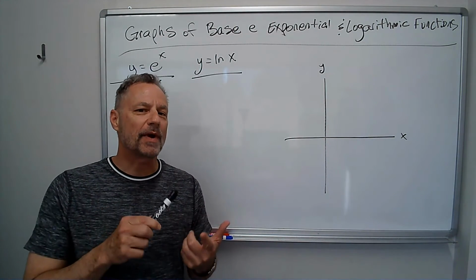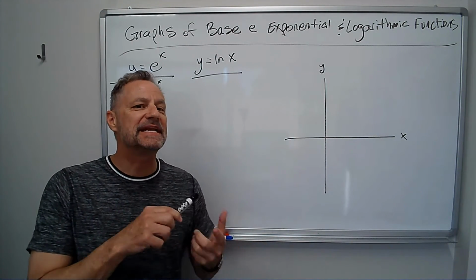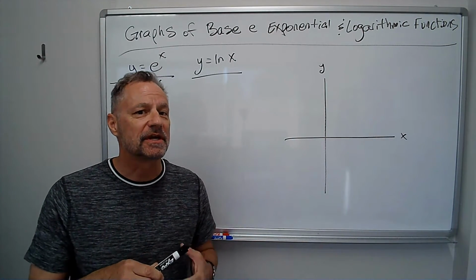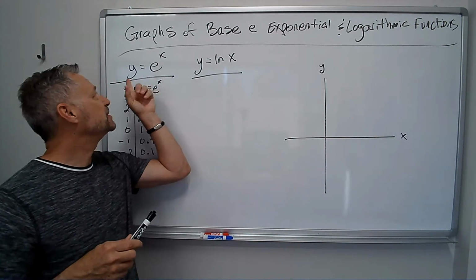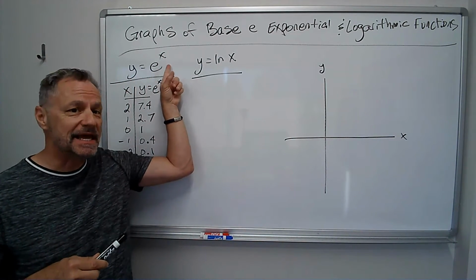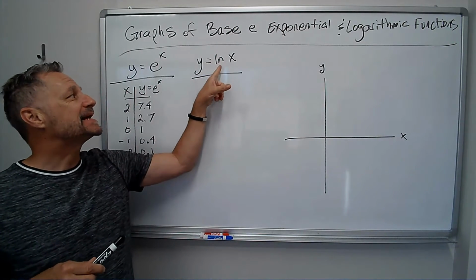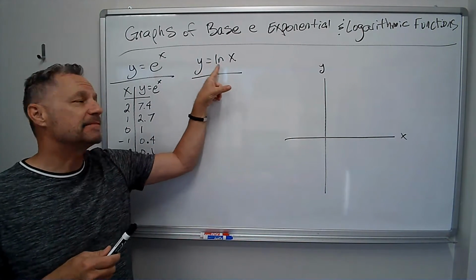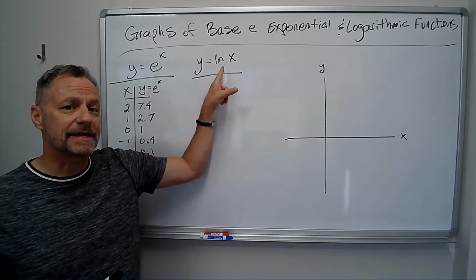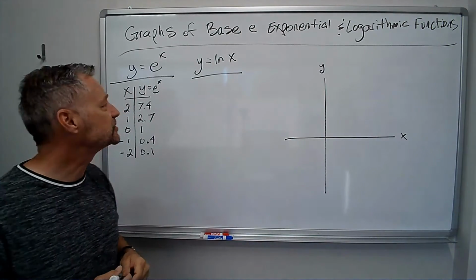Let's look at the graphs of base e exponential and logarithmic functions. So when we're talking base e exponential, we're talking about y equals e to the x, and base e for logarithmic is going to be ln, y equals ln of x. We're going to look at that graph as well.